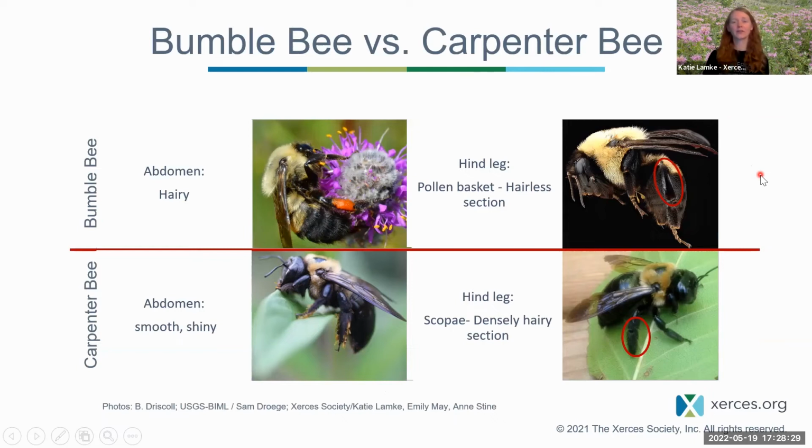The next bee that you could confuse is a carpenter bee. So bumblebees, the first thing to notice is their abdomen are very hairy. Carpenter bees, on the other hand, are smooth, shiny, often reflective. You can also look at the hind leg. So bumblebees have that pollen basket, right? That shiny, hairless zone on their hind leg. Carpenter bees, on the other hand, are going to have scopa, that really dense hair on their hind leg. Carpenter bees often have a really large head too. I mean, so do bumblebees, but if you're looking at the two side by side, carpenter bees have a much larger head.